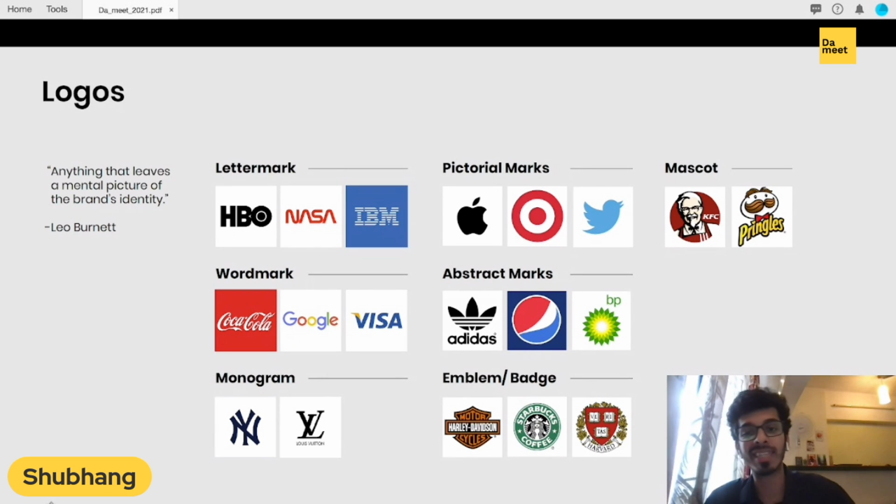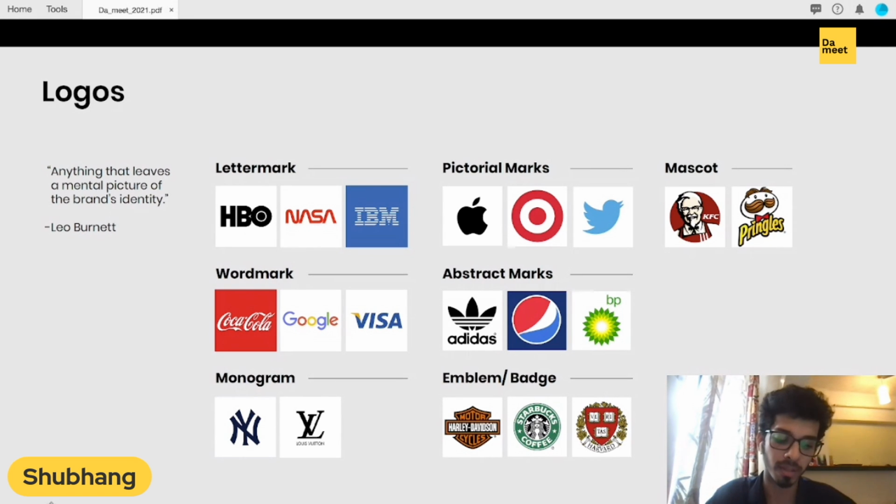Or you can also call it the initials of a brand. And a word mark is the complete brand name, which is written in a typographically creative manner. Then what is a monogram, you would say? A monogram is like a mesh of these initials. For example, Louis Vuitton, how the two initials have been merged together.